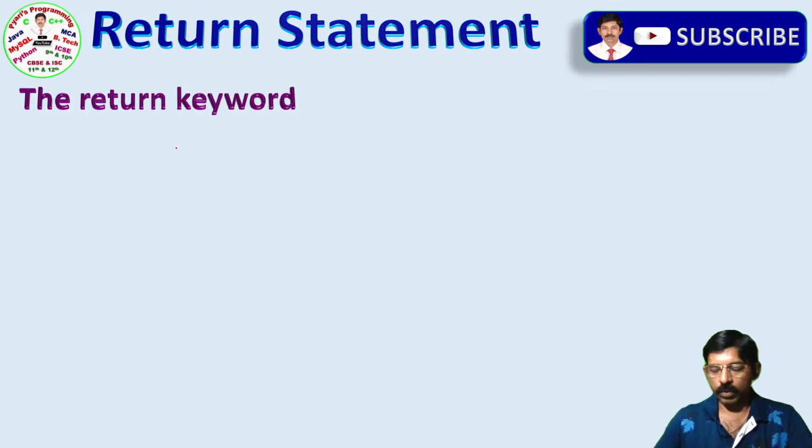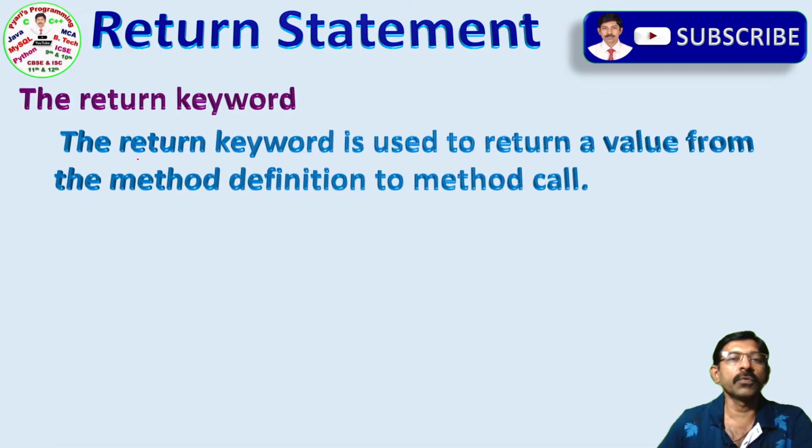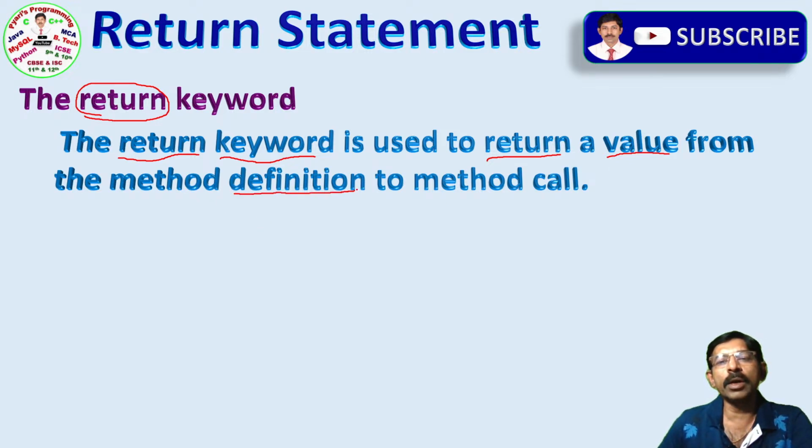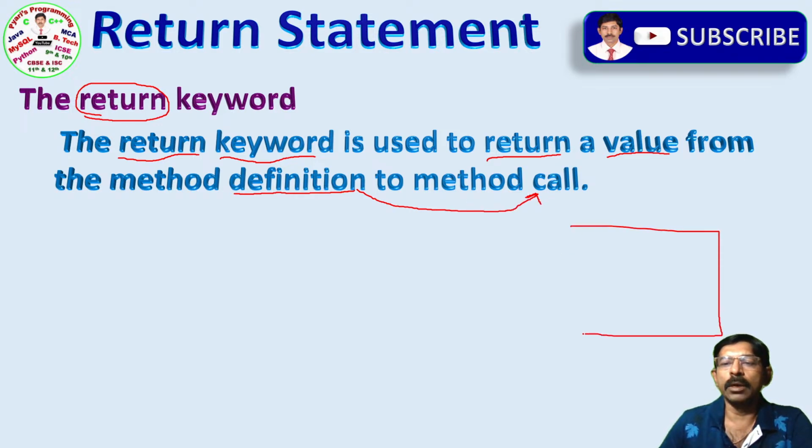So here we are going to discuss the return statement. The return keyword, return is a keyword, so that's why it is in lowercase, is used to return. What is it going to return? It will return a value. From where will it return? It will return from the method definition. To whom will it return? To the method call.